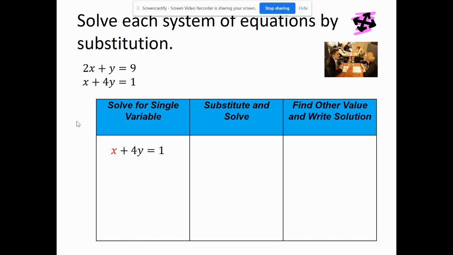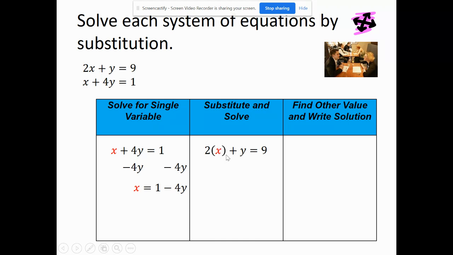So this is what I'm going to do first in this first column because it's not single already. To do that, I simply undo the adding of 4y by minusing 4y. But if I do it to the left, I've got to do it to the right. So I'm just going to rewrite the equation as x equals 1 minus 4y. All right? Now, I'm going to rewrite the equation I did not pick in the second column.